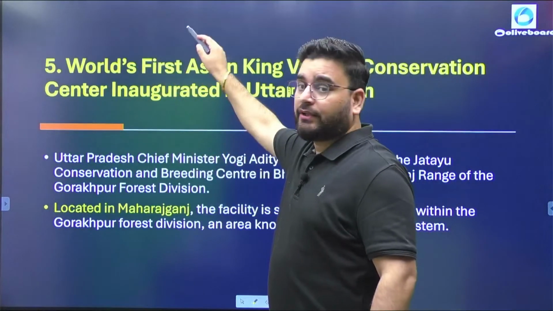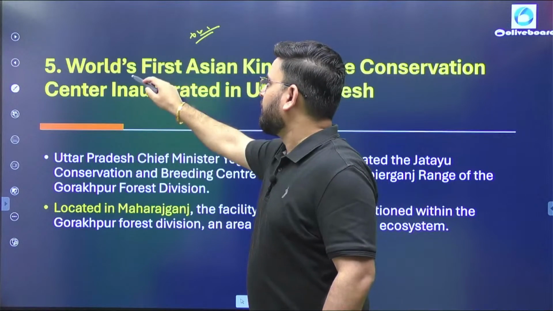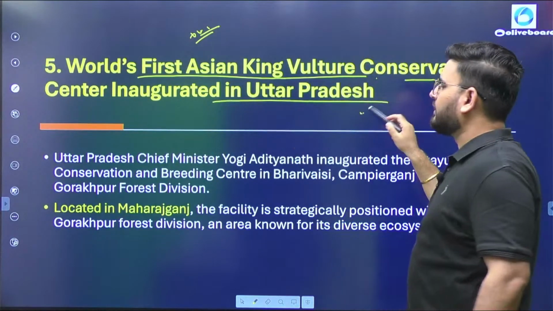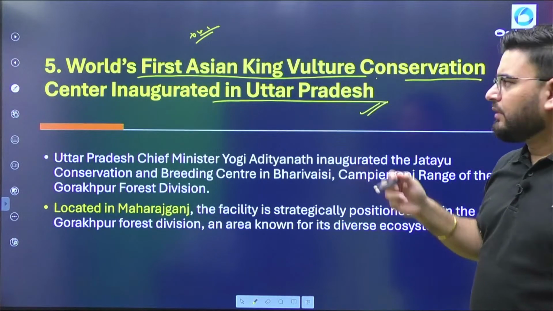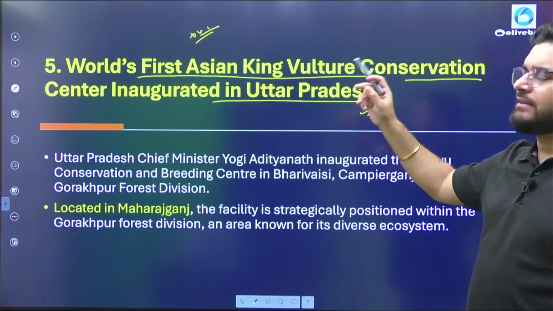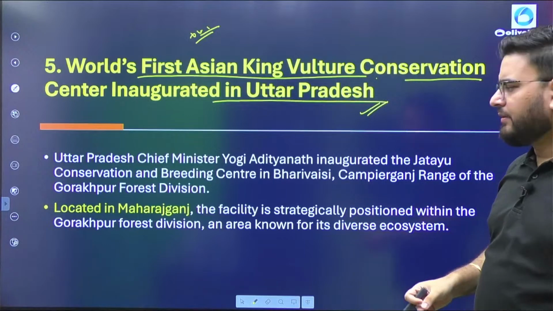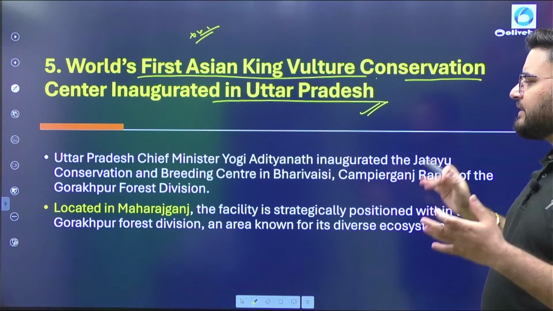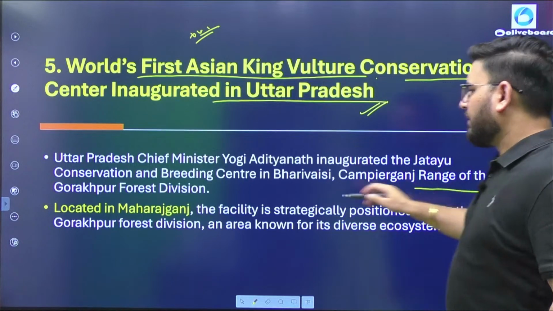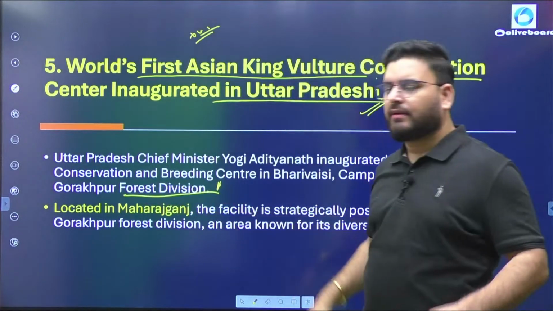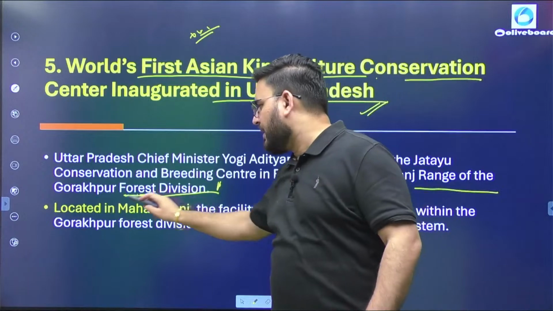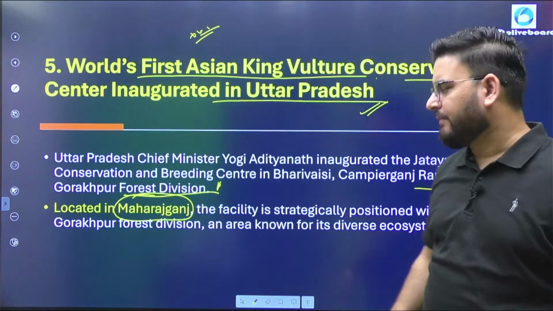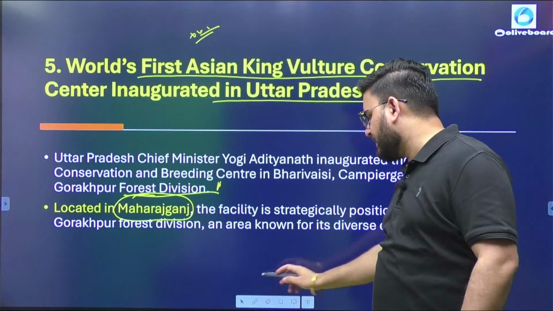Next is world first, very important news. Remember this. World first Asian king vulture conservation center inaugurated in Uttar Pradesh. This is a vulture species known as the Asian king vulture. I'll show you the image also. A new conservation center has been started in Gorakhpur Forest Division, and to be precise, Maharajganj district of Uttar Pradesh. The center is located here. Just remember this thing.